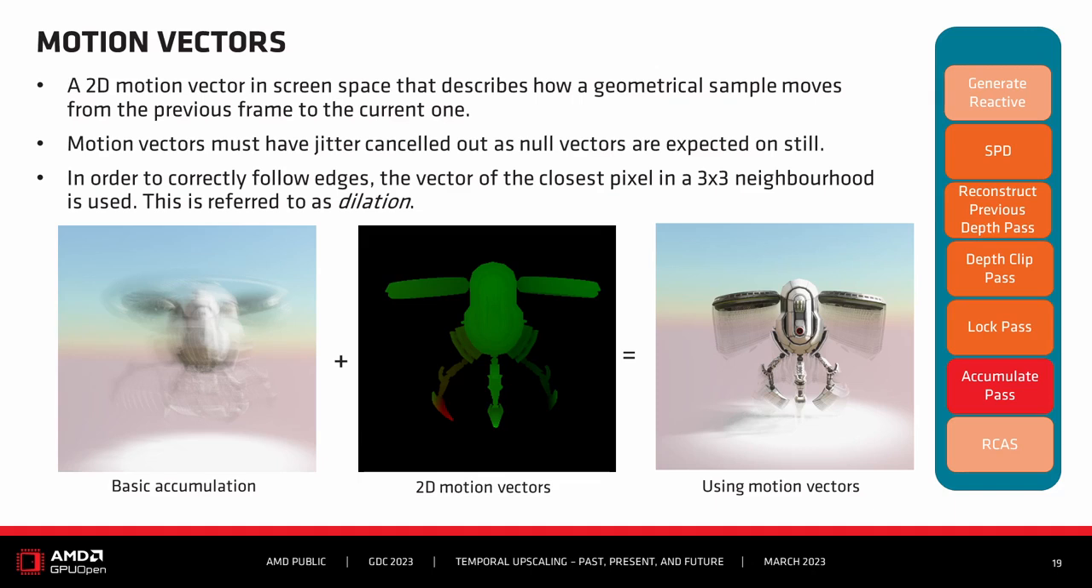I want to note that this motion vector map should not contain motion due to camera jitter. So basically for objects that are standing still, we're expecting null motion vectors. So now we can follow the objects correctly, and the result of that is what we see in the rightmost picture. We still see a lot of ghosting, but the object itself is nice and sharp, and so is the background where no object has been moving about.